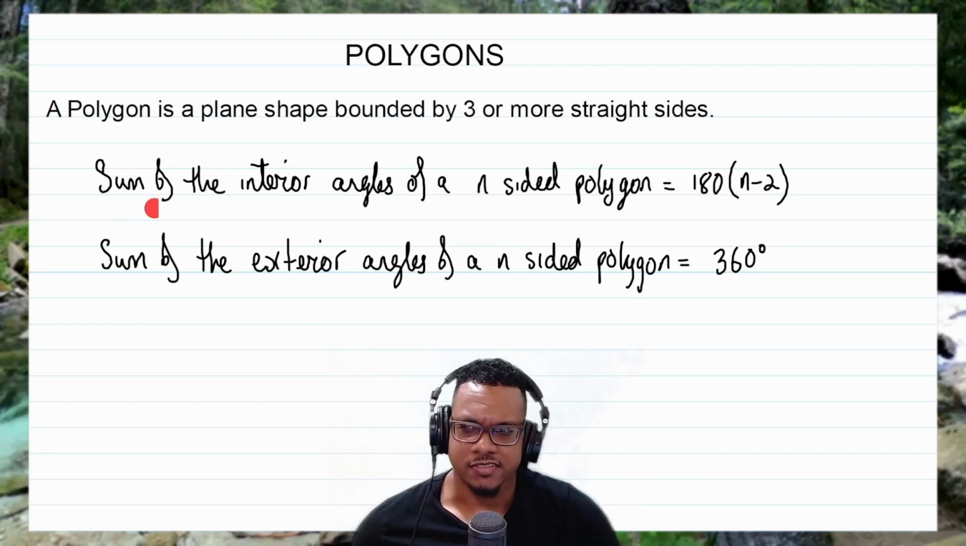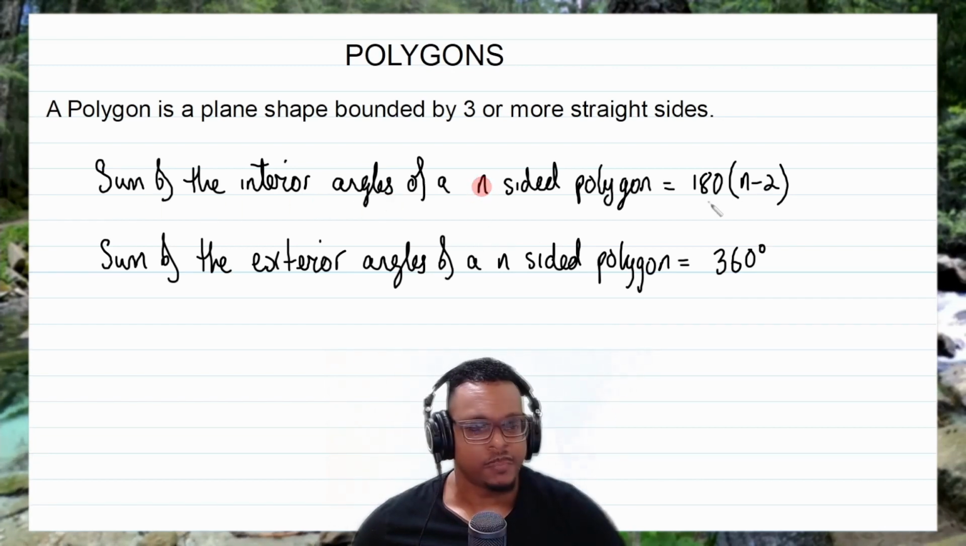Now notice the sum of the interior angles depends on the number of sides that you have. Hence the formula 180 times n take away 2. So the value that you would get from this formula would depend on what n is. However, for the sum of the exterior angles of an n-sided polygon, it doesn't matter how many sides you have. It will always be 360 degrees.